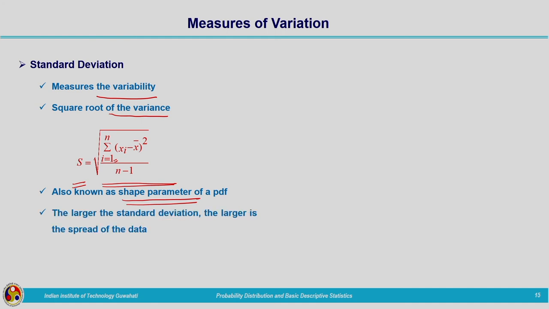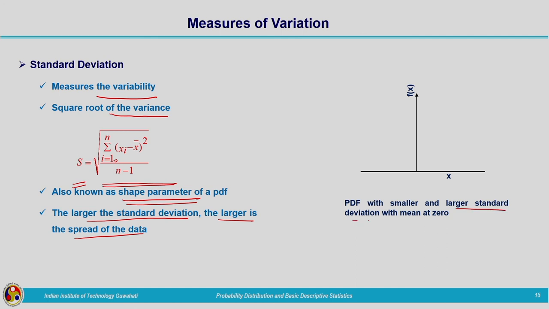Now, the larger the standard deviation, the larger is the spread of the data. This we can see with the help of a figure. We are going to plot the probability density function with smaller and larger standard deviation with mean at 0. Since the mean is at 0, the y-axis goes through the center. In this first case we have a small value of standard deviation, representing a smaller spread in the data. Data is not spread in a vast way. But the second curve represents a large value of standard deviation, and it is very clear from the curve that too much spread is there within the data.